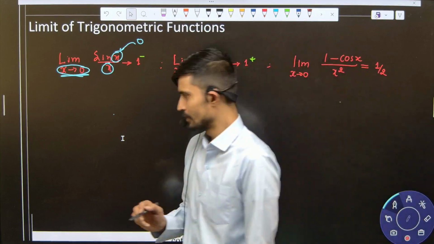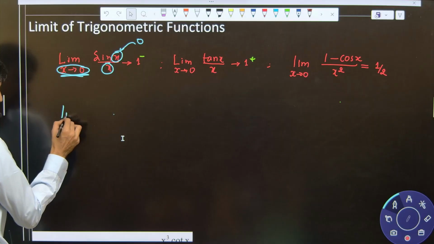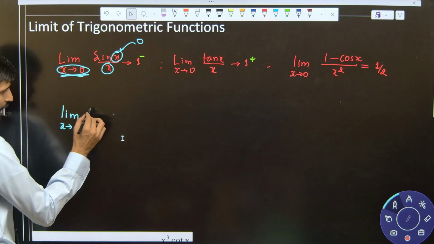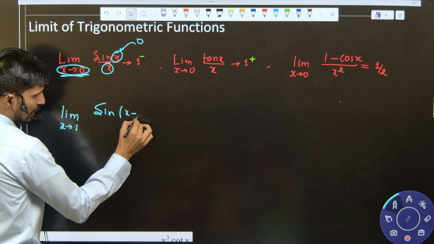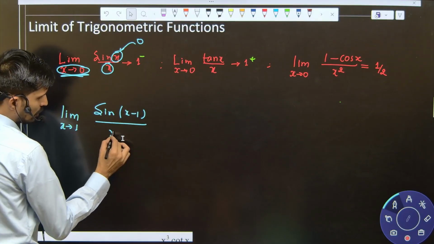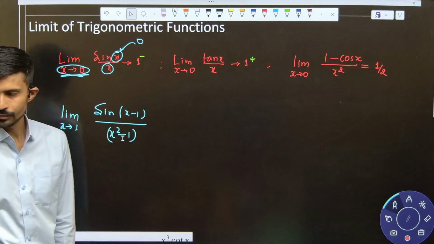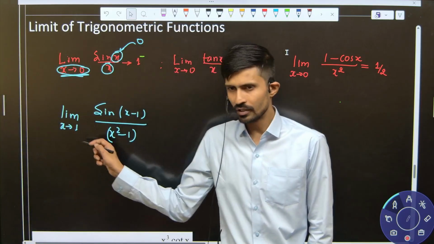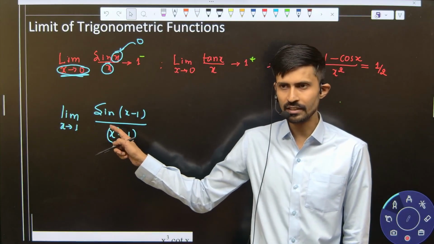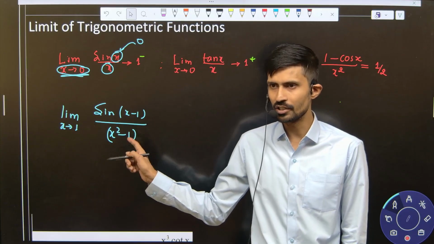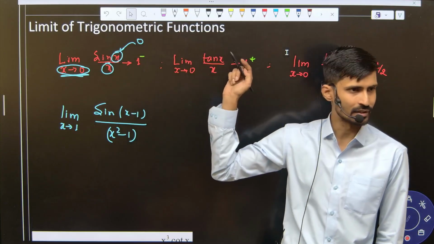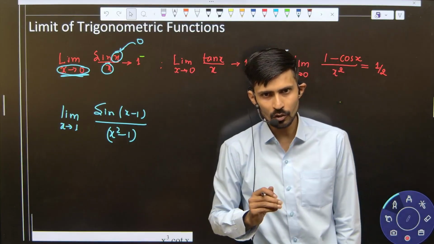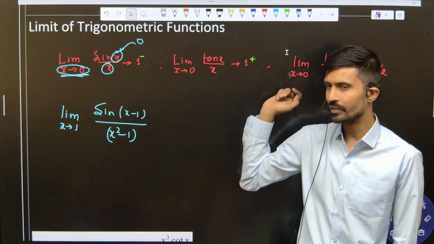Like, limit x tends to 1. See, I changed the limit. I am writing sine of x minus 1 upon x square minus 1. So first of all, when you try to understand which form of limit this is, you will see sine. Trigonometry. It means this is a trigonometric limit, and if it is a trigonometric limit, a trigonometry formula will be applied. Now the question is how we'll apply it. Which out of these three formulas will be applied?